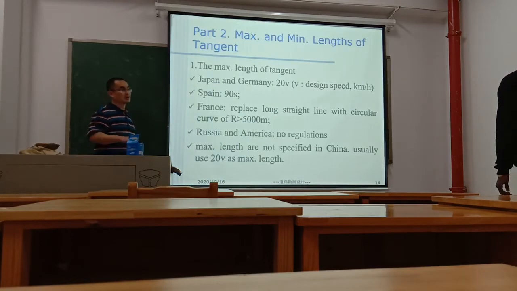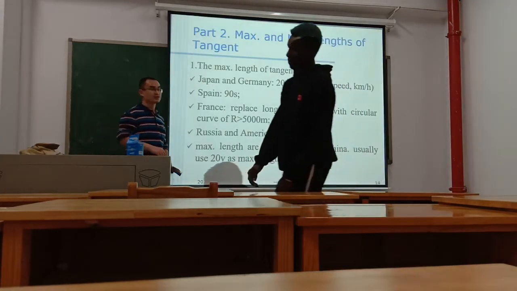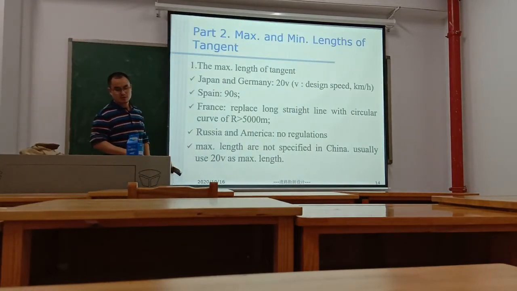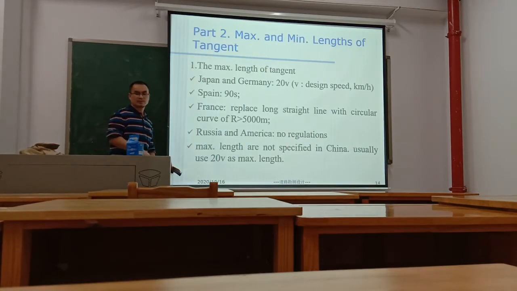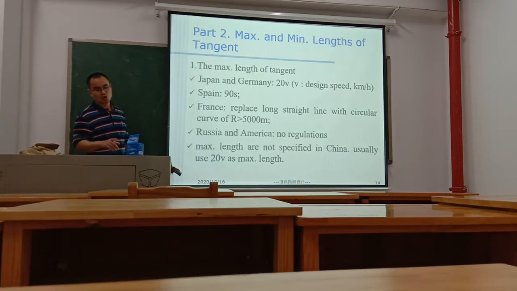The maximum and the minimum lengths of tangent. The maximum length in Japan and Germany is twenty times V. V is the design speed of the road. The unit is kilometers per hour.